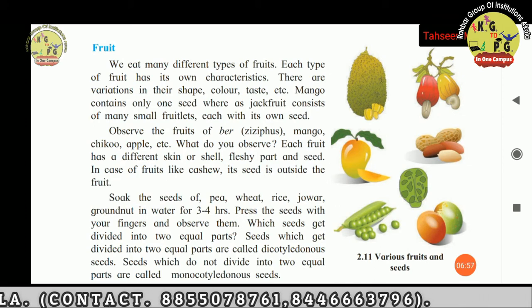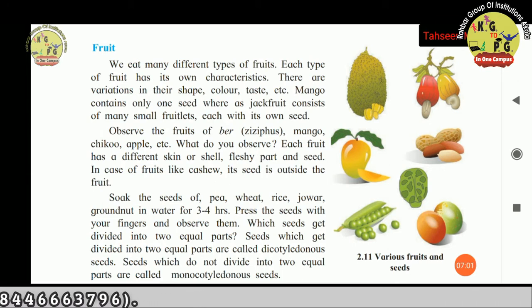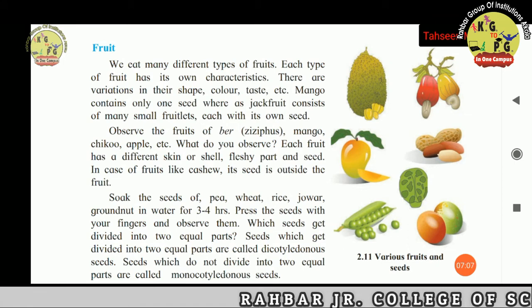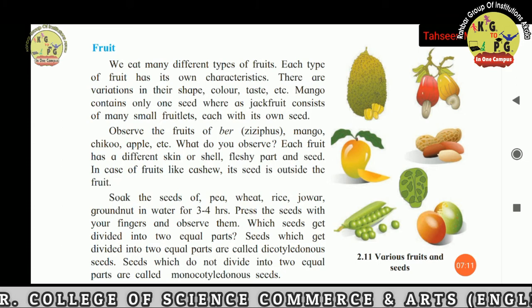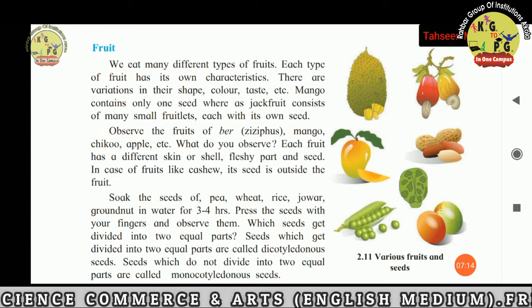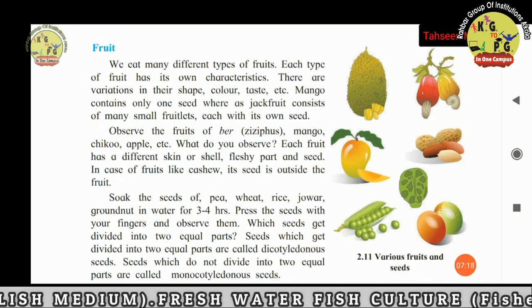Observe a fruit of ber, Ziziphus. The botanical name of ber is Ziziphus. Mango, chiku, apple, etc. What do you observe? Each fruit has different skin and shell, fleshy part and seeds. In case of fruits like cashew, its seed is outside the fruit. This is called the gymnosperm.